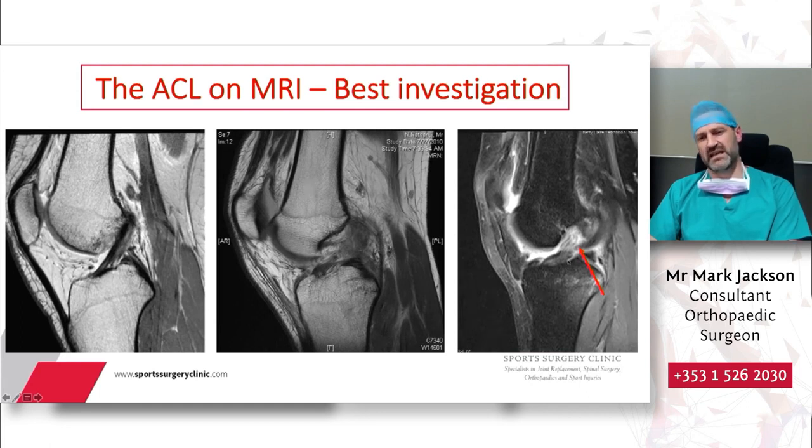And this picture on the right again shows it in a different sequence on an MRI scan, showing these black lines being the ligament that's torn and ripped off the bone and losing their tension. So that would be, again, features of a complete ACL tear. And an MRI scan is a very accurate way to discern this injury.